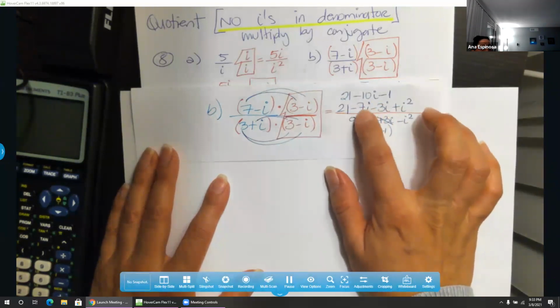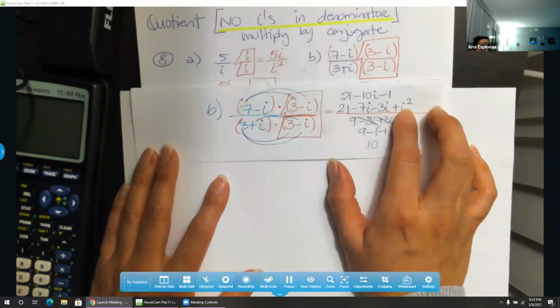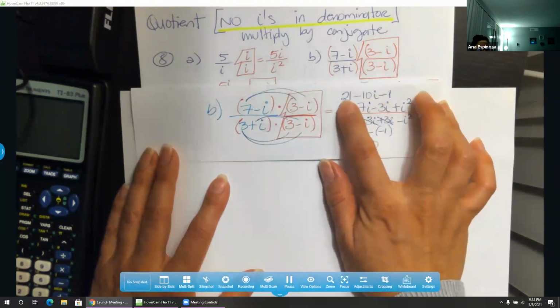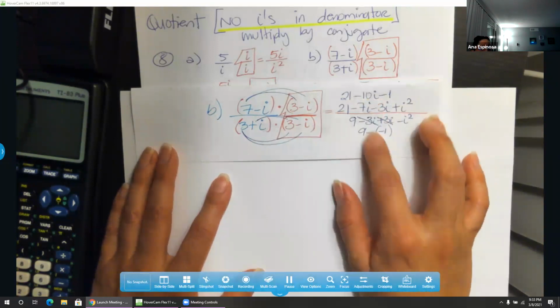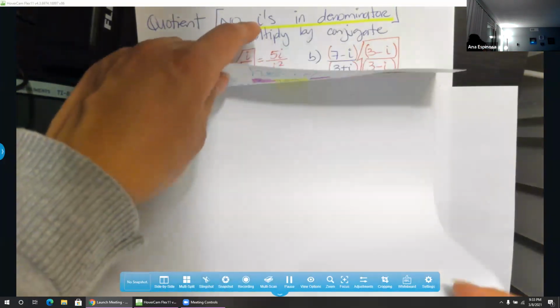In the numerator, we have 21. We put these two numbers together. That's -10i. And then this i squared is a -1. And then you put all the numbers together. So 21 minus 1 minus 10i. And then this is just a 10. So let me show you how this gets reduced.